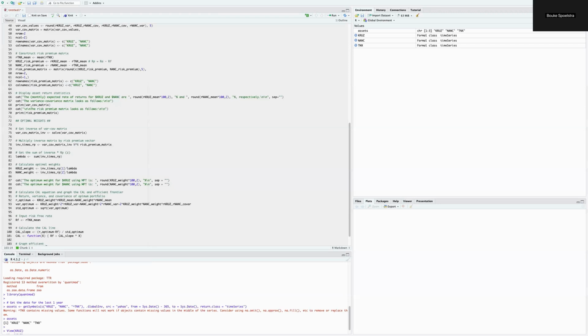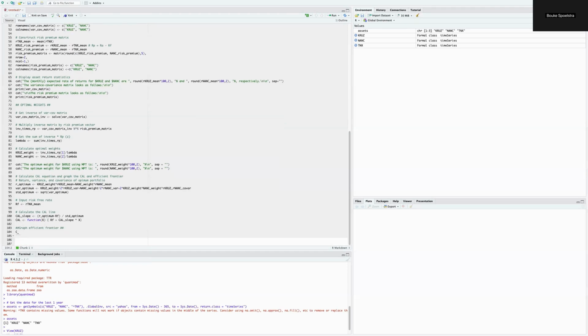So now we'll graph the efficient frontier here. This will be the next step. So first we construct the portfolio using the 2 stocks.